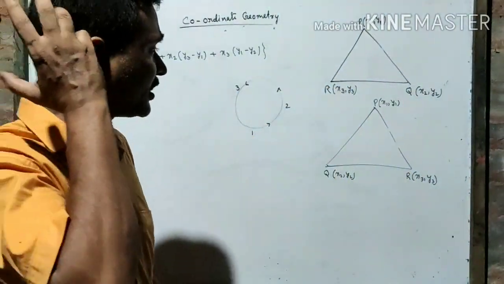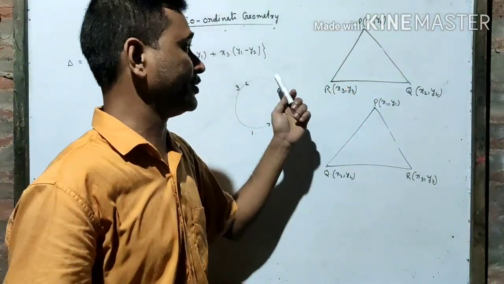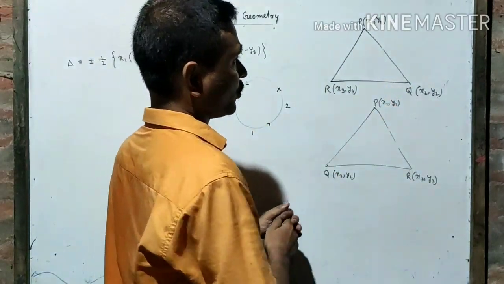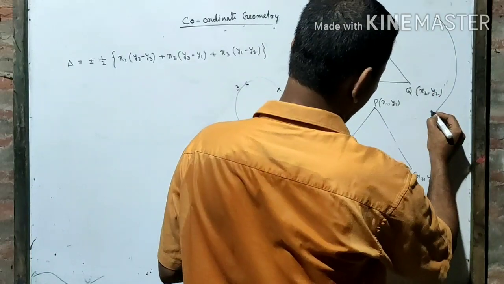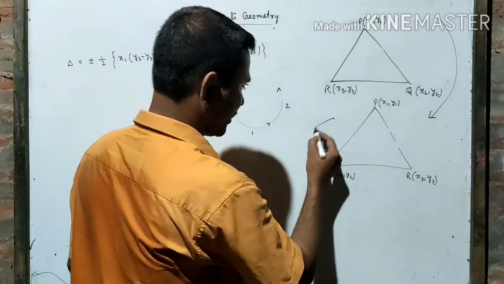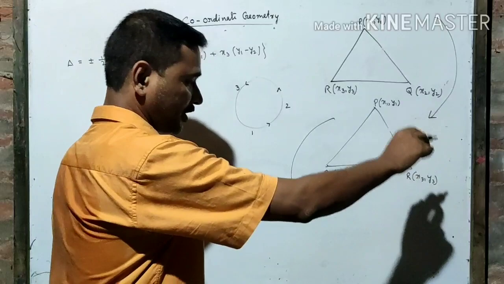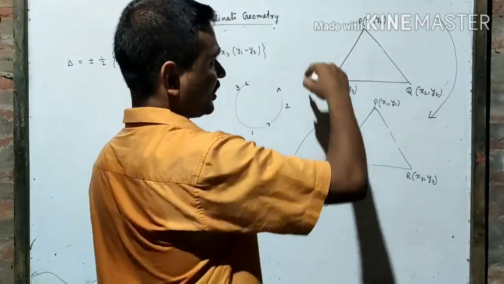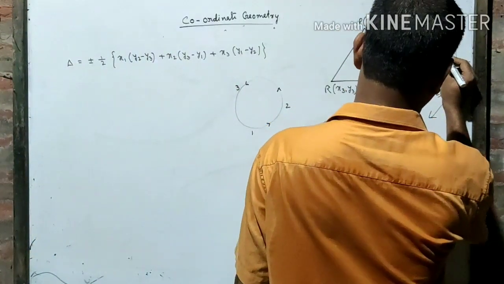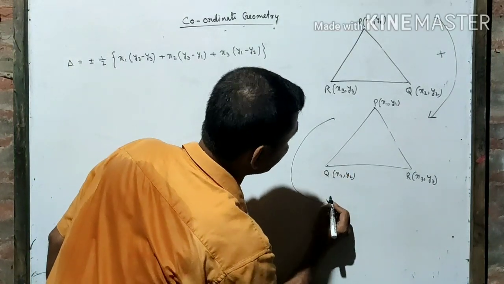What is orientation? Orientation is the way in which you have arranged the points P, Q, R. You see, here I have written P, Q, R. Here I have written P, Q, R. So P, then Q, then R. It's moving anti-clockwise. This is called anti-clock orientation, and here the orientation is clockwise. Here the orientation is clockwise, here it is anti-clockwise. So if the orientation is anti-clock, then area will be positive. But if the orientation is clock, then the area will be negative.